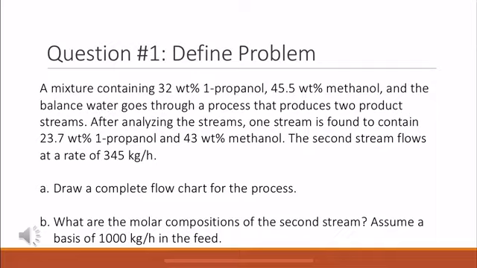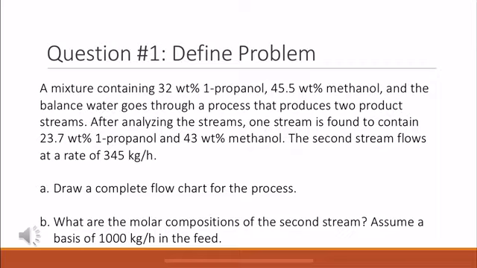A mixture containing 32 weight percent 1-propanol, 45.5 weight percent methanol, and the balance water goes through a process that produces two product streams. After analyzing the streams, one stream is found to contain 23.7 weight percent 1-propanol and 43 weight percent methanol. The second stream flows at a rate of 345 kilograms per hour. Draw a complete flowchart for the process, and what are the molar compositions of the second stream?